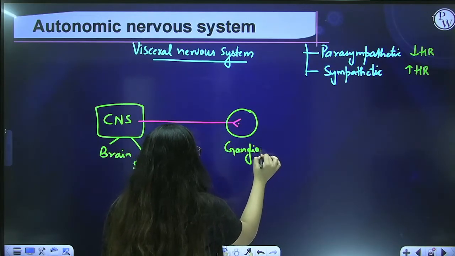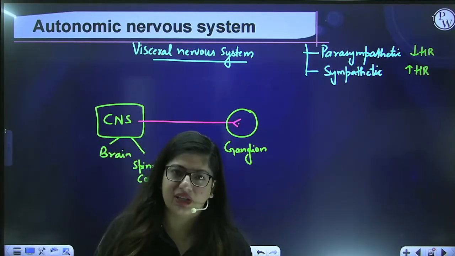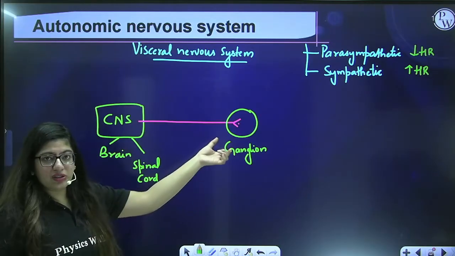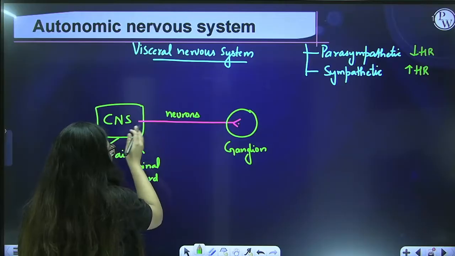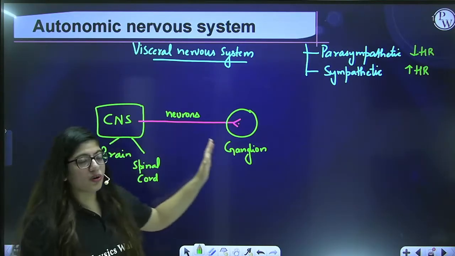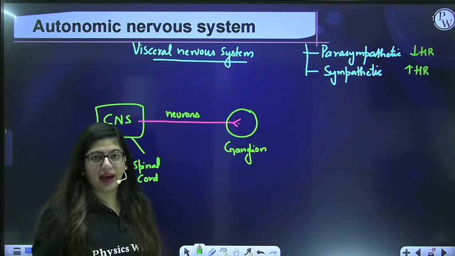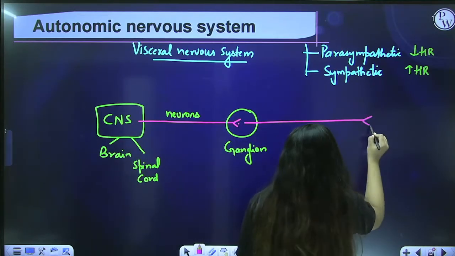It can be present near the central nervous system, or away from the central nervous system, right? And now these neurons, what are these? These are the nerves that are coming out from the central nervous system, for example, the neurons of the parasympathetic nervous system. They will first form a synapse with the ganglion, and then they will go and innervate your organ.